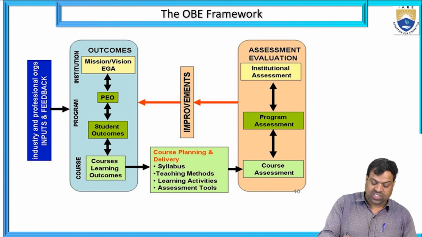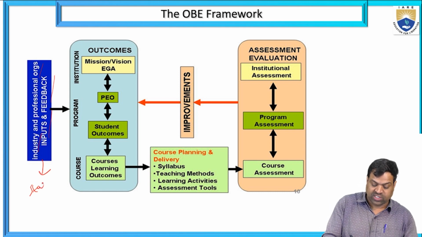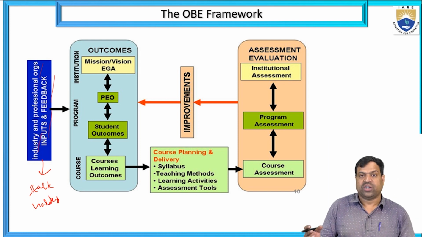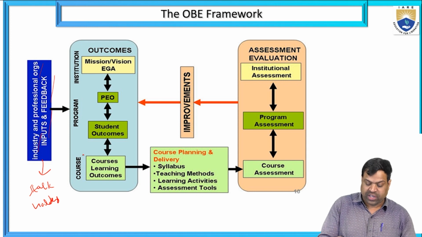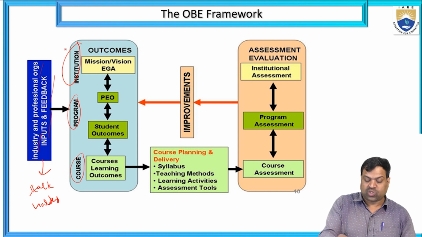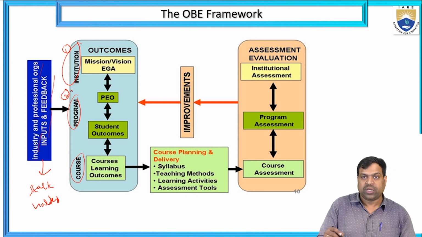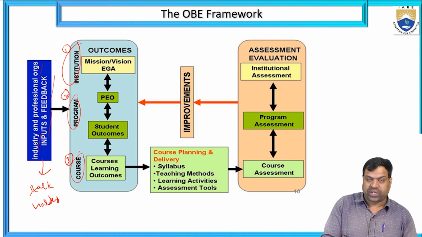In that, industry and professional organizations' input and feedback, like stakeholders. We call them stakeholders, meaning parents, industry experts, alumni, and present students, who give feedback on the course, program, and institution. These are very, very important. First preference is the institution, how the institution is. Then why we are choosing the program in that particular institution, and which course is better in future.